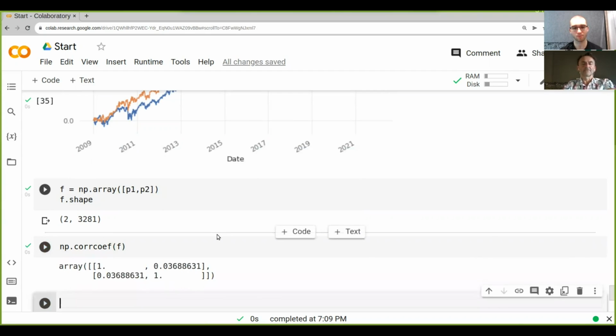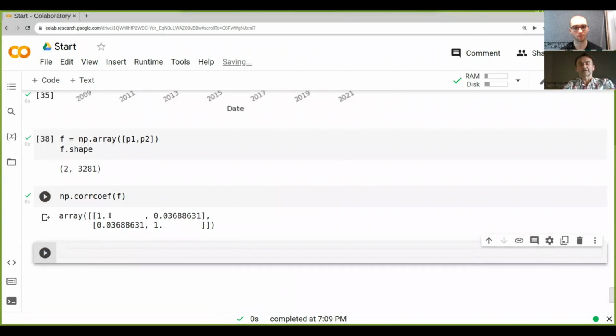Now we can put this into the correlation coefficient and run it. What you can see here is it actually gives us the correlation between the two. On the diagonals, it's one, because this is the correlation of the strategy with itself. So this is at place 0, 0: strategy zero correlated with strategy zero, obviously it's one. And the same here, strategy one correlated with strategy one is obviously one.